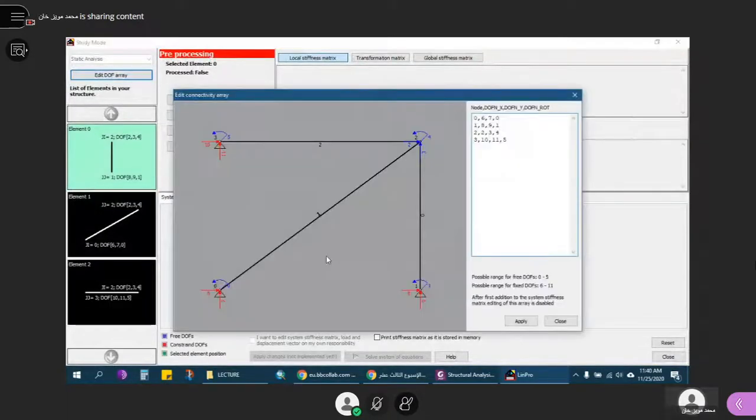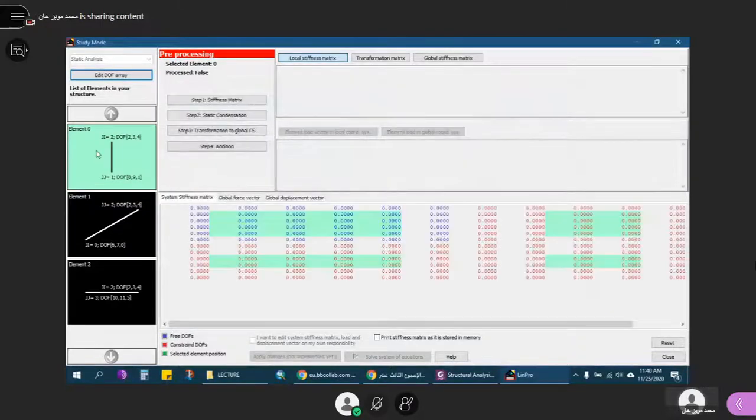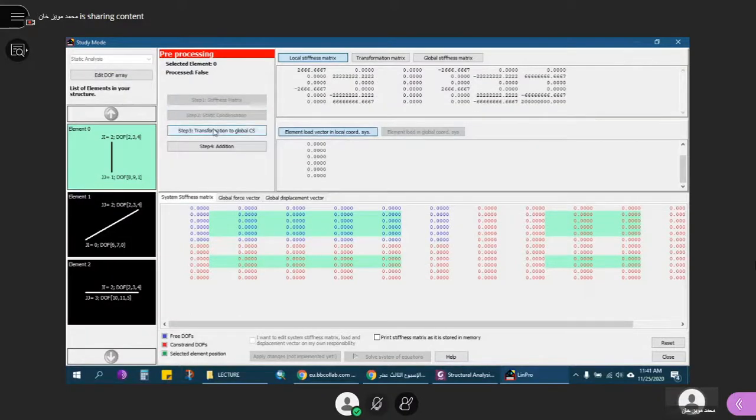Then check your degree of freedom array. What is assigned? What are the notations given? 0, 1, 2, and 3 accordingly. Close. Then you have to go step by step. Element 0, step 1: stiffness matrix, static condensation.